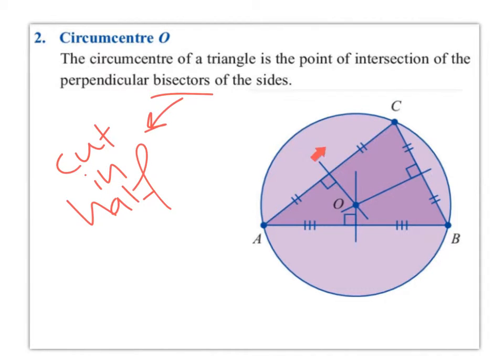So here we have the perpendicular bisector of the side AC. Likewise, this is the perpendicular bisector of the side AB. And likewise, this is the perpendicular bisector of the side CB. So the circumcenter is this point of intersection of the three perpendicular bisectors, and it's labelled here as O.